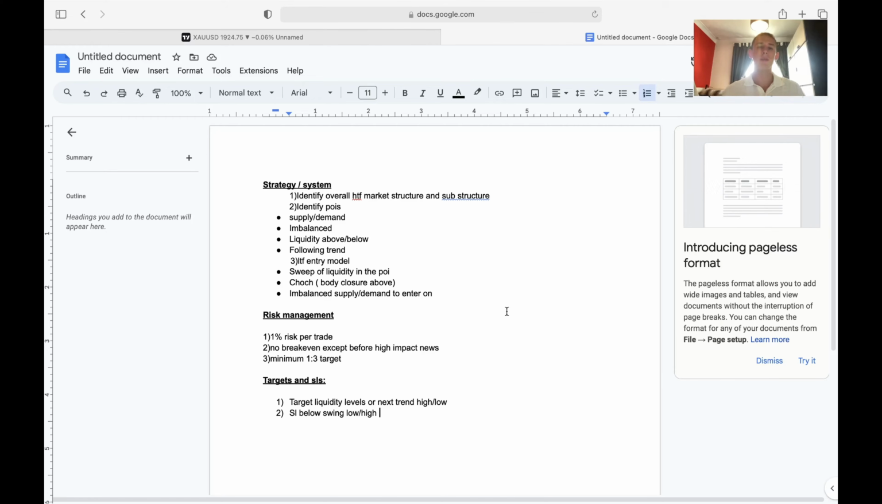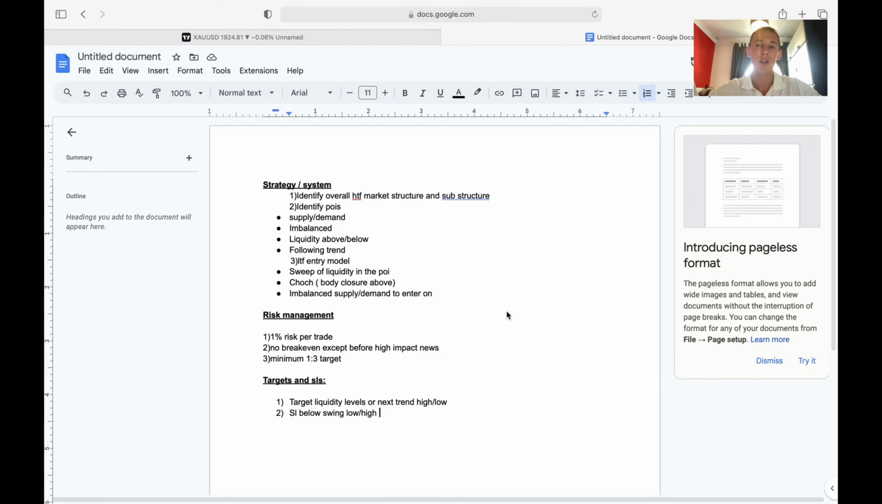Okay guys, so as I mentioned, the first thing we're going to do is go through a trading plan that you can implement in order to trade gold. The trading plan I'm going to go through includes the strategy or the system that we're going to be trading, which is arguably the most important part. We're going to go through risk management, and we're also going to go through where our targets and stop losses should be.